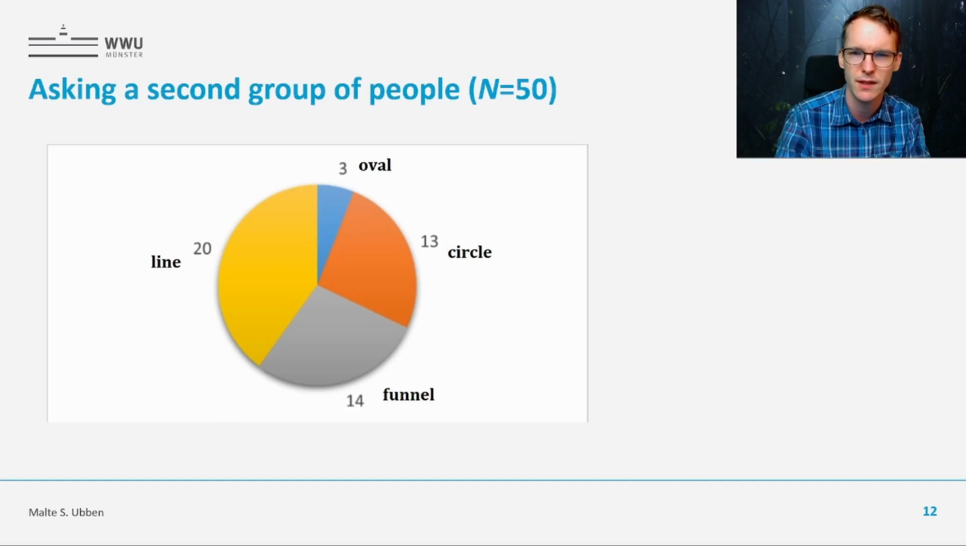We did this with 50 students, also non-physics students. They never heard anything about astronomy. And the distribution is a bit different here. We only have 3 left that picked the oval shape, like an ellipsoid. Almost no one thought that anymore. 20 picked the line, so 20 people had the mental model of a disk when they think of a black hole. 13 had a sphere, and 14 a funnel. So you might ask, why is it so different to this one?